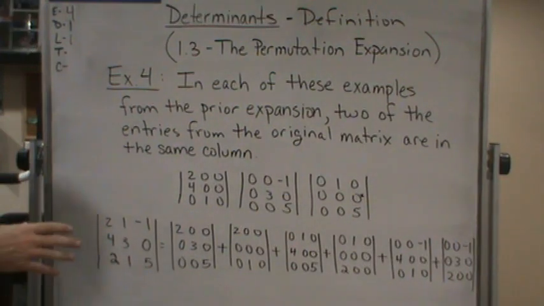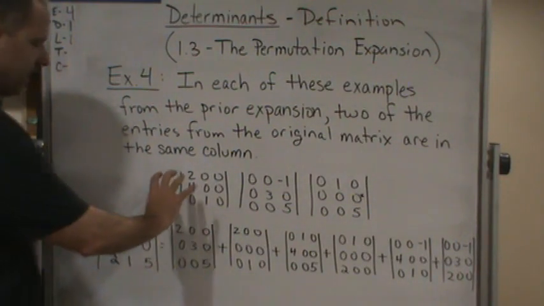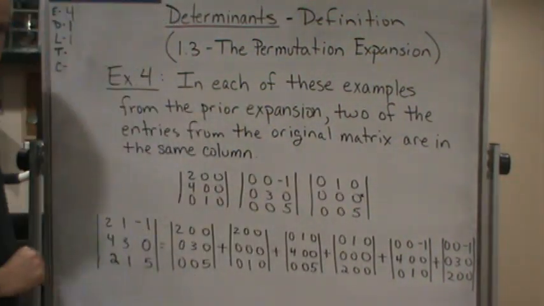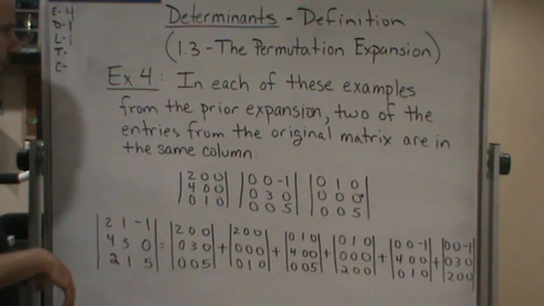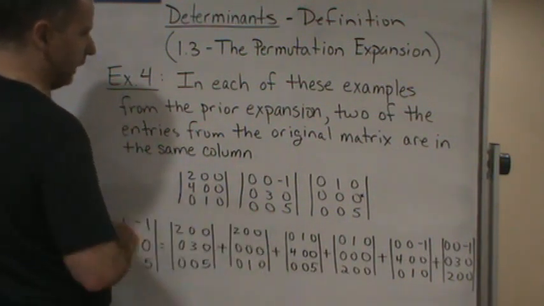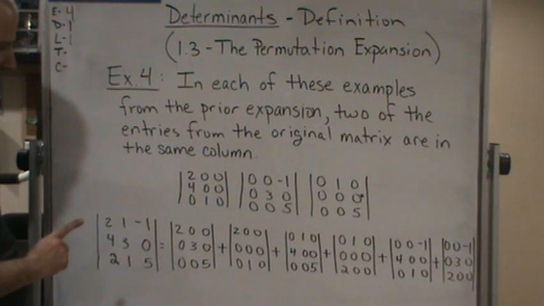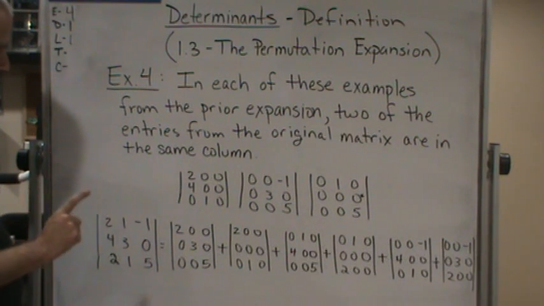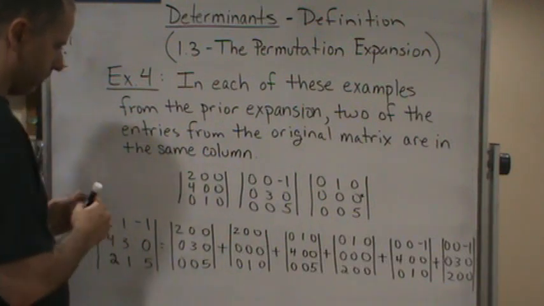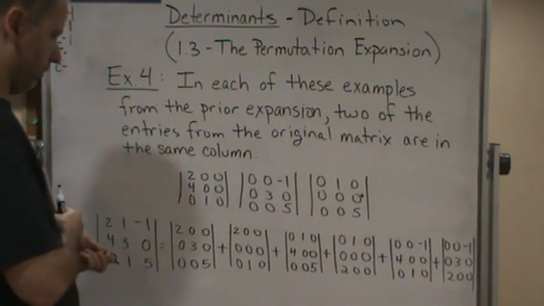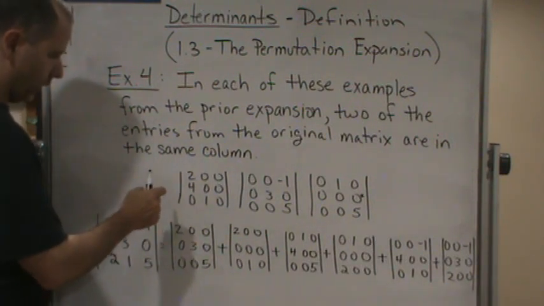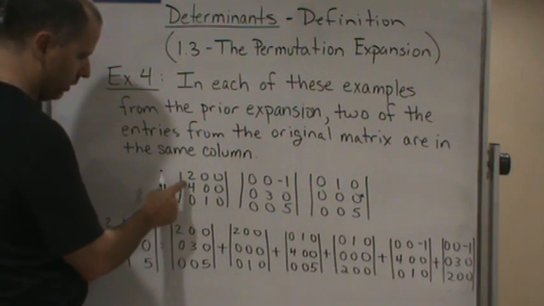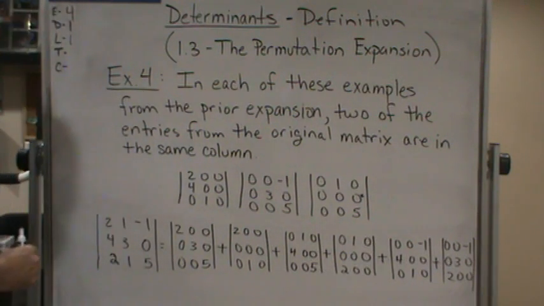But here's another thing to keep in mind. If you look at just these 3 right here, these are just 3 examples of those 27. In each of these examples, you see that 2 of the entries are from the original matrix. For example, the 2 and the 4 are in the same column, and they're from the original matrix.